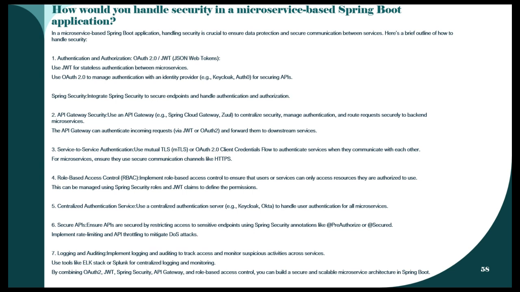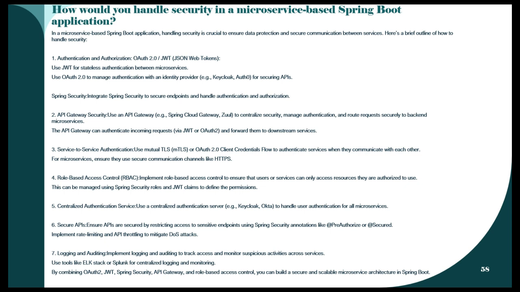In broader terms, at a high level, you have authentication and authorization, where we can make use of the OAuth2 framework and JWT as a web token. We can use JWT for the stateless authentication process between the microservices, and we can use OAuth2 to manage the authentication with an identity provider like Keycloak, for securing your API basically. Now you can integrate your endpoints and handle the authentication and authorization with the above steps.